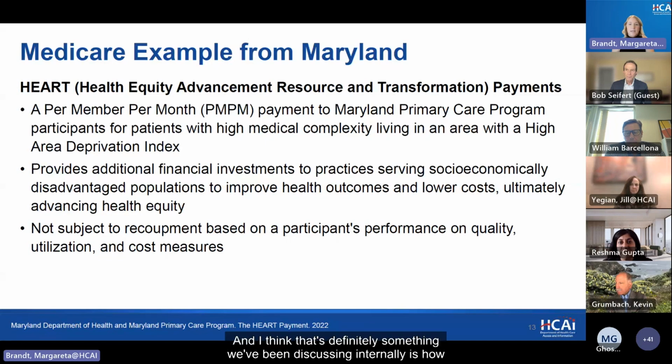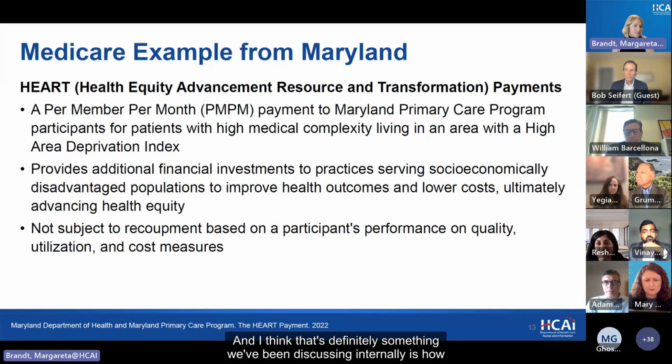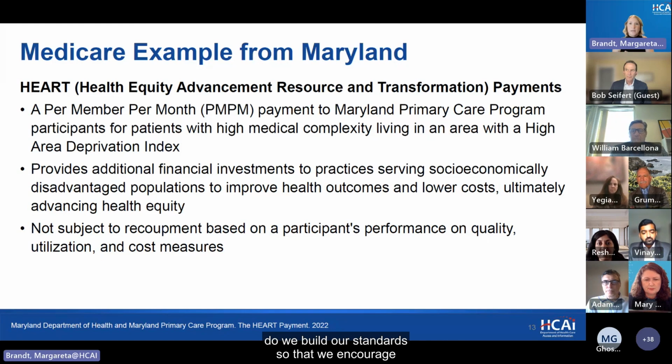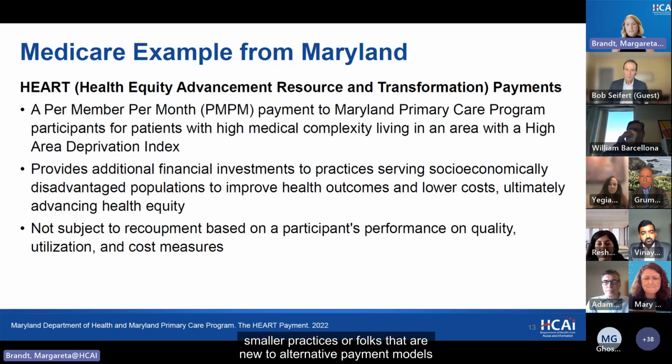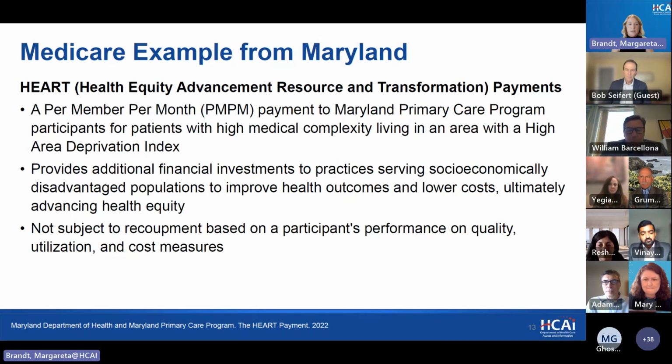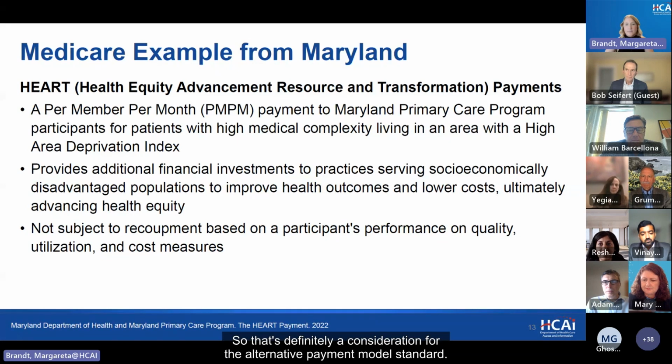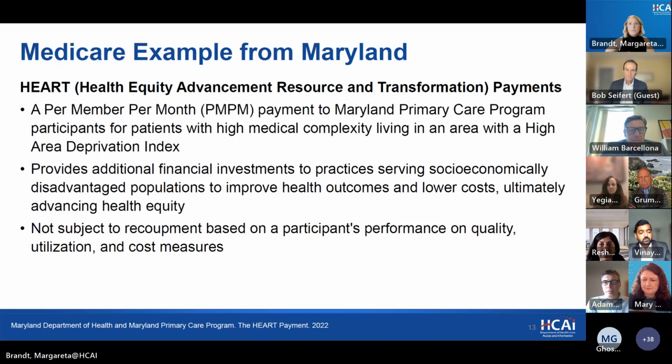Yes, good flag. And I think that's definitely something we've been discussing internally: how do we build our standards so that we encourage smaller practices or folks that are new to alternative payment models to feel supported in joining an APM or taking on more risk. So that's definitely a consideration for the alternative payment model standard. And I see Beth.